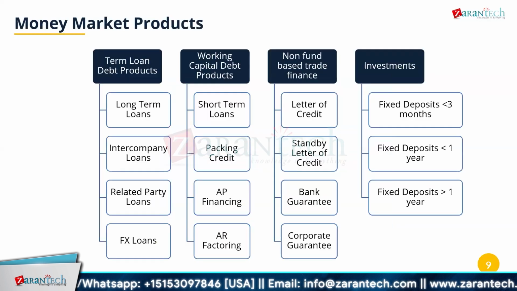So now we have tried to again break them down to different types. Even for loan, there can be long-term loan, intercompany loan, related party loan, foreign currency loan, etc. Right? Working capital. What is working capital? Working capital is something that is very important for the company, because they have to make sure that they have enough liquidity to meet the basic needs.